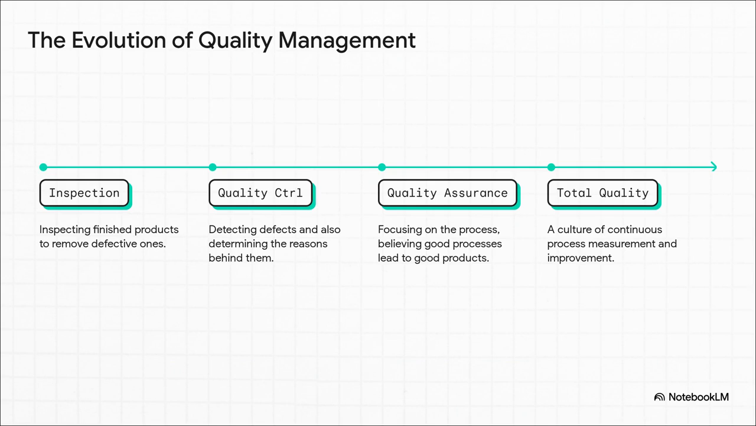We started with just simple inspection, basically checking the final product for mistakes. Then we moved to quality control, where we started hunting for the root cause of those mistakes. That led to quality assurance, which is all about proactively fixing the process to prevent mistakes. And today, the best organizations aim for total quality management, where creating quality is part of the culture for everyone.